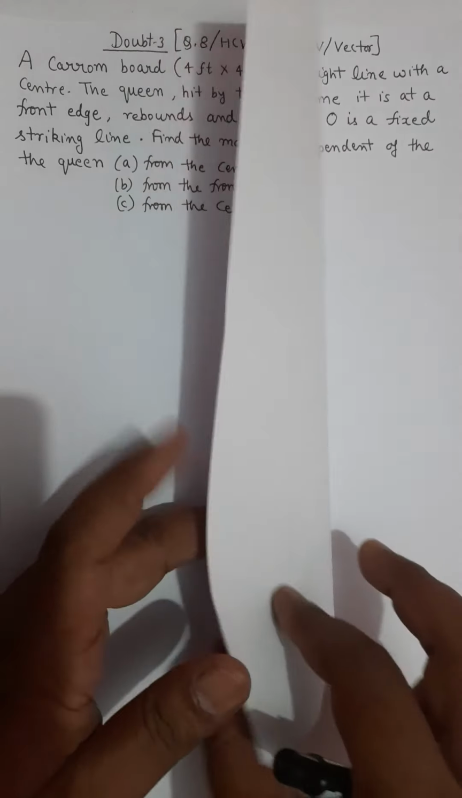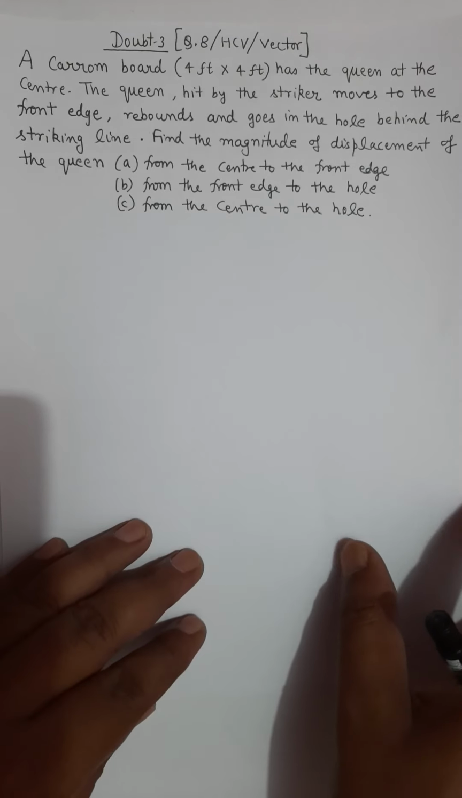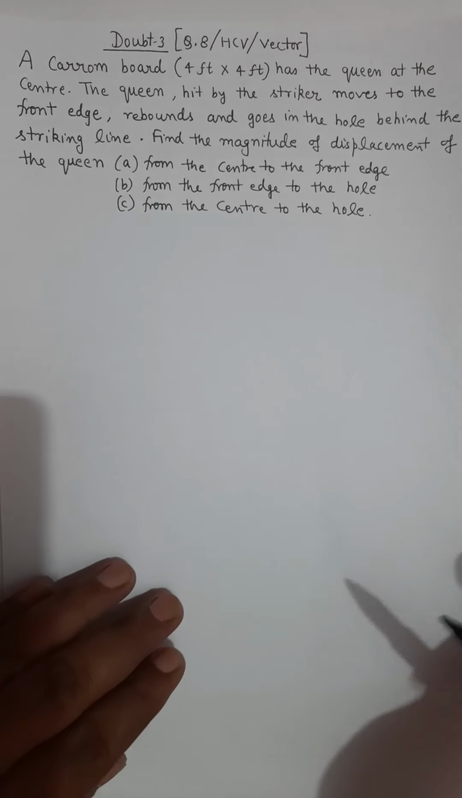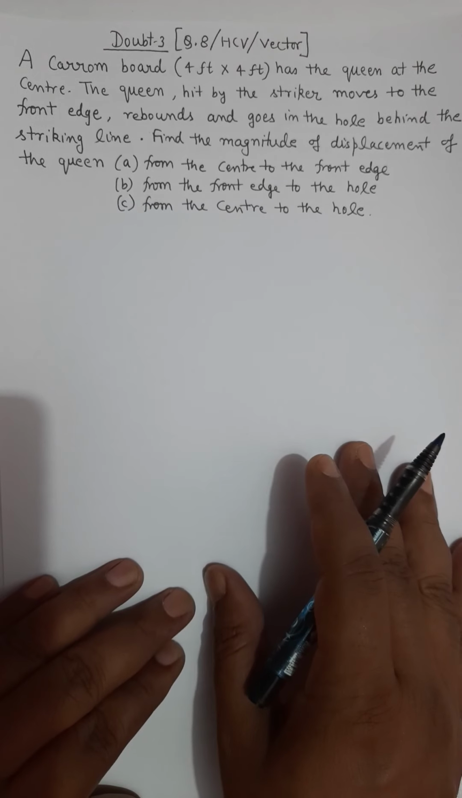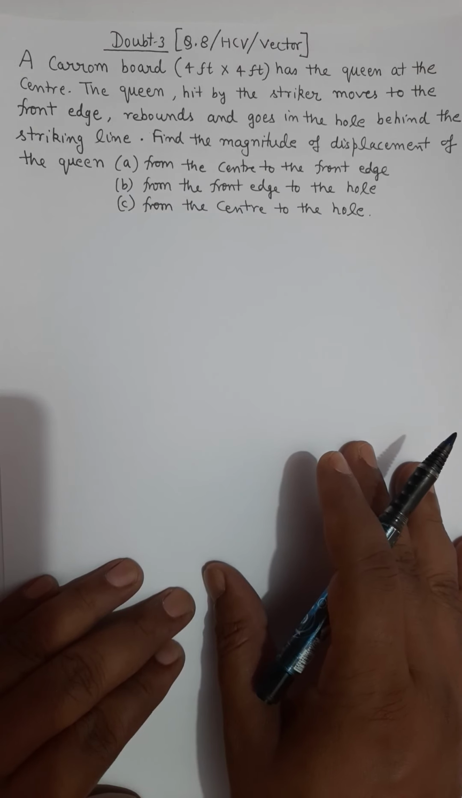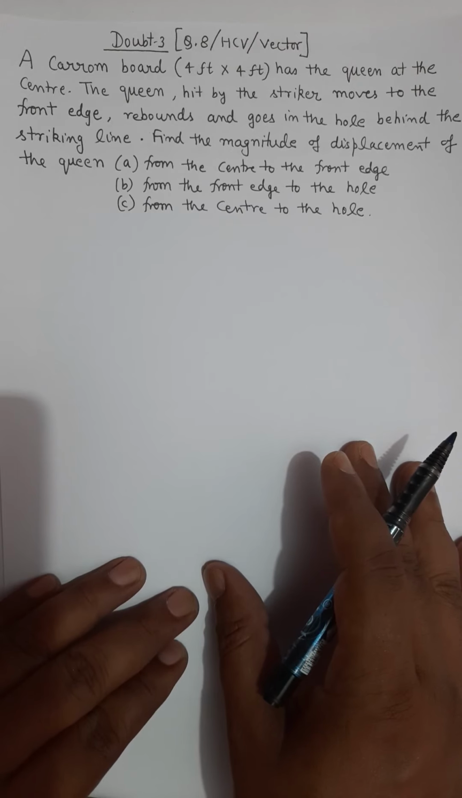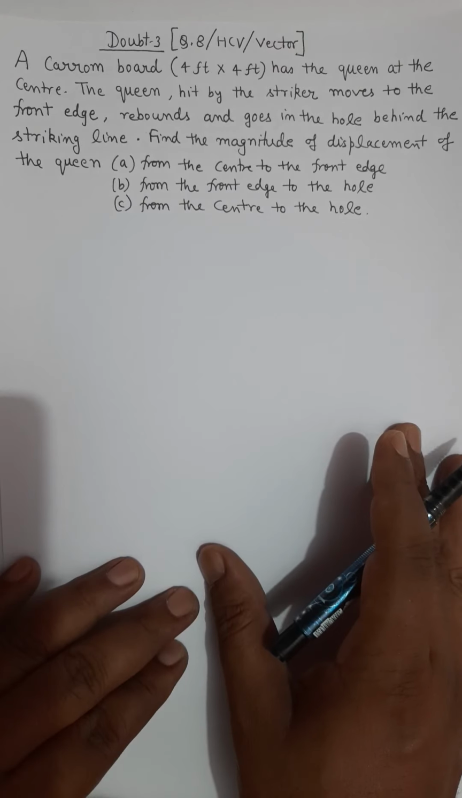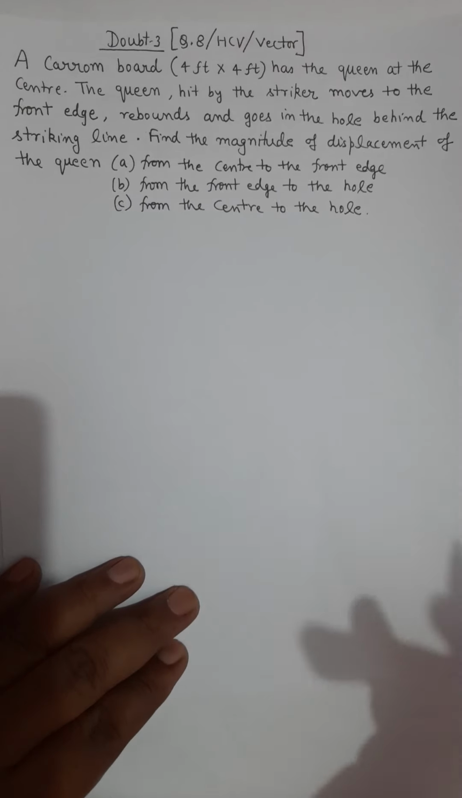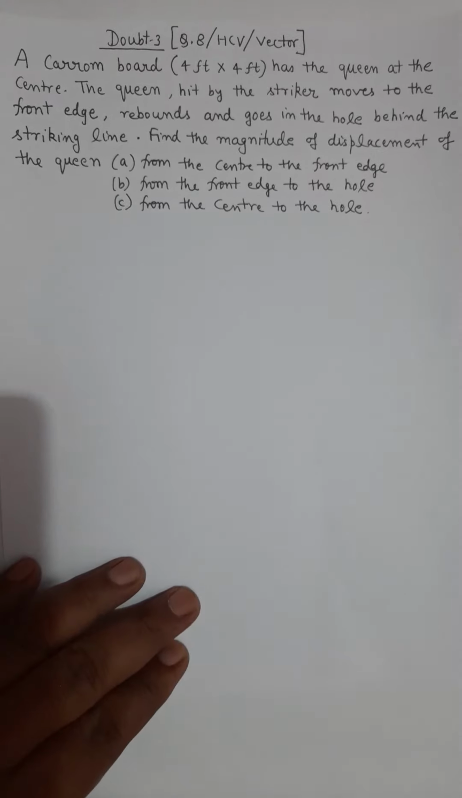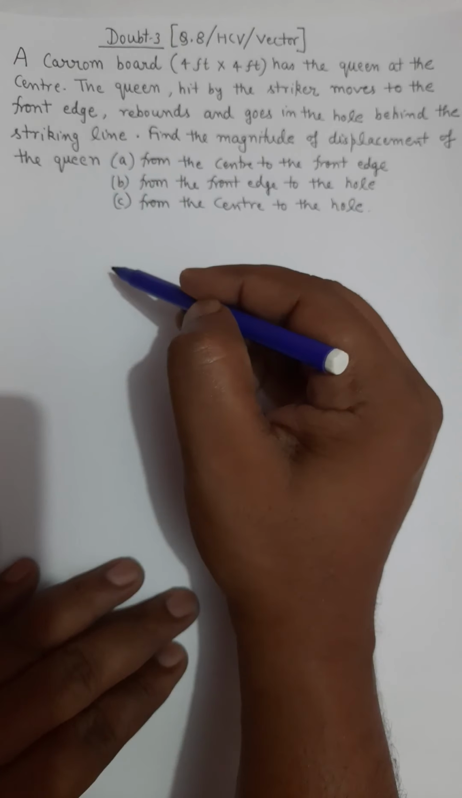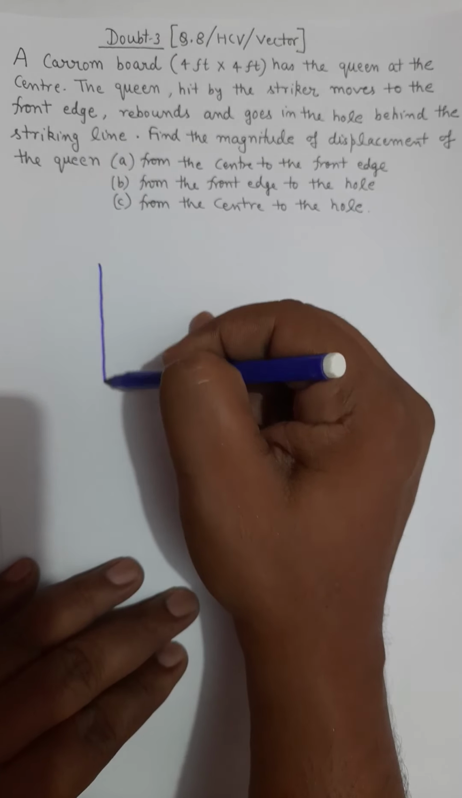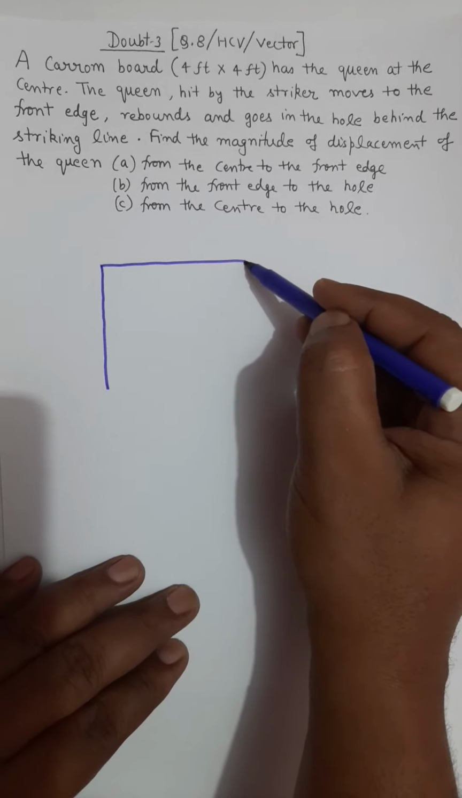Doubt 3. Again from the same book, H.C. Verma, question number 8, and it is about a game called Carom. We all know how to play Carom. Let me draw a picture to represent a Carom board.